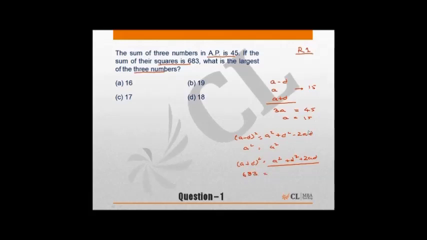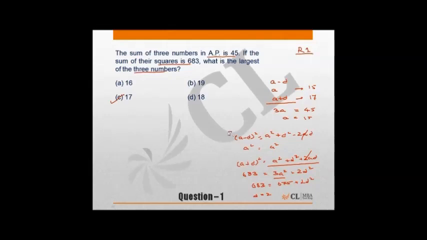And this is nothing but, again, these two minus 2AD and plus 2AD get cancelled out. So we have 3A square plus 2D square. Since A is equal to 15, 3A square will become 675 plus 2D square is equal to 683. Solving this, you will get that D is equal to 2. So if D is equal to 2, A plus D should be 17, and the correct answer is choice C.